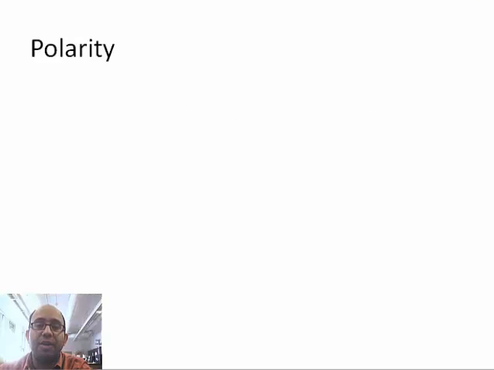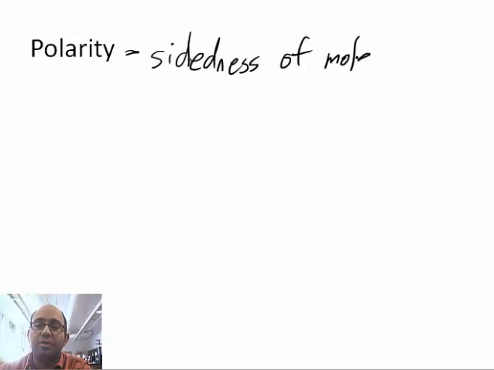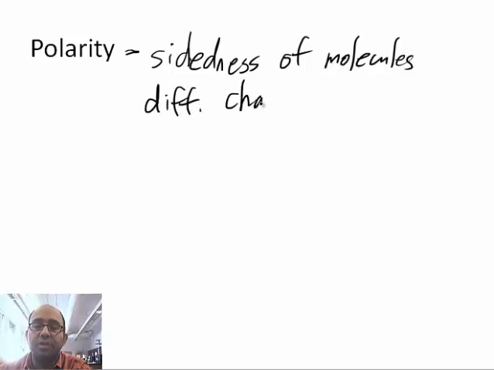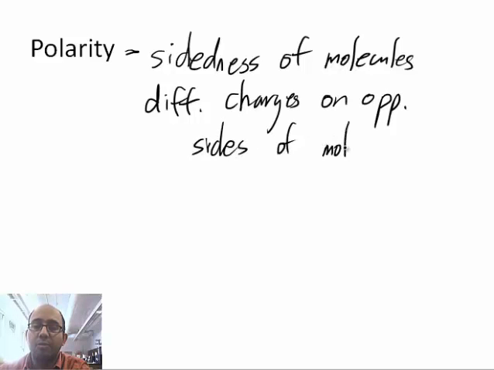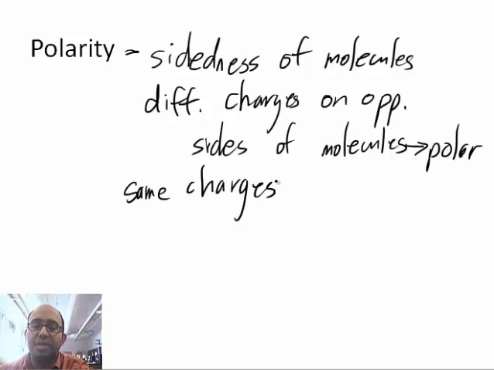So first thing you need to know is what polarity is. Polarity has to do with sidedness of molecules. And molecules have sidedness when the charges are different. So if there's different charges on opposite sides of molecules, then they're considered polar. If they have the same charges on the opposite sides of the molecule, you would consider that non-polar.